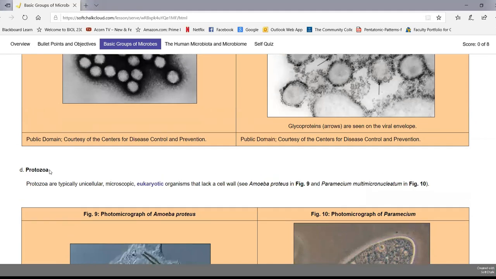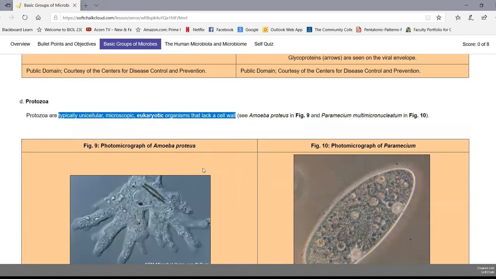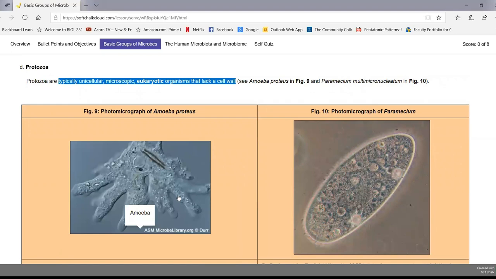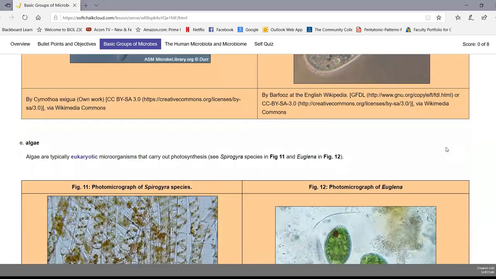Another group of microbes are the protozoa. And these are typically unicellular microscopic eukaryotic organisms, but unlike fungi, they lack a cell wall. And we'll be discussing these in one of our labs as well. So for example, here's an amoeba, which some of you have probably seen in a biology class, and a paramecium. Those are both protozoa. And then our final group of microbes are algae.